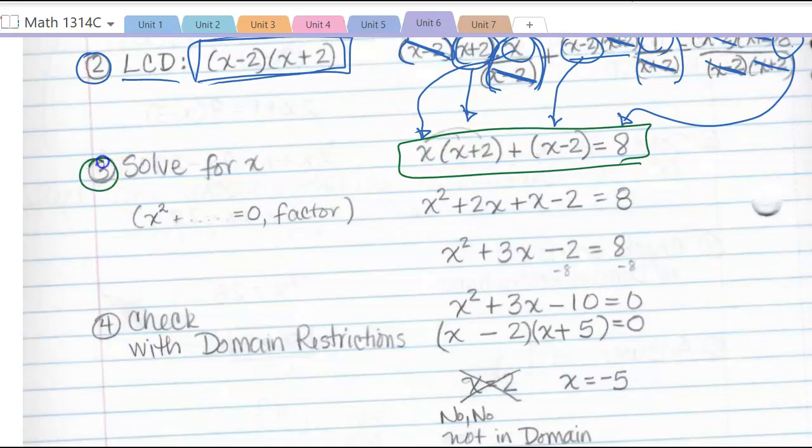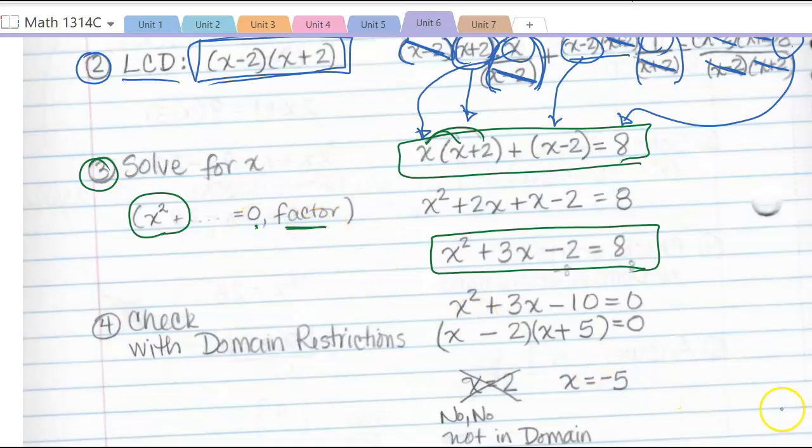So we'll go to step number 3, which is to solve for x. So I'm going to get rid of parentheses. That's how you see the distributive property here to get x squared plus 2x. I can get rid of the parentheses here as x minus 2 is equal to 8. I'm going to combine like terms, and this is now the equation I need to solve. Remember what I said. If you had something that looked like x squared is equal to 0, try factoring and see if you can go from there. So I've got to set it equal to 0. So I'm going to subtract 8 from both sides, and now I have a quadratic equation that I can solve.